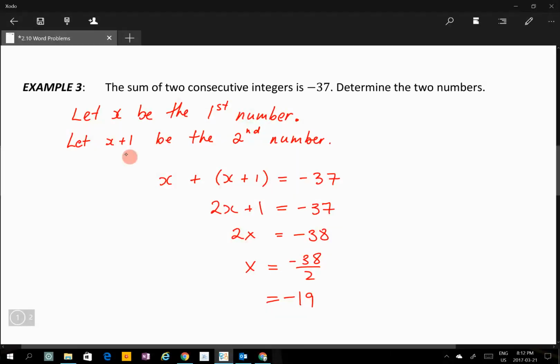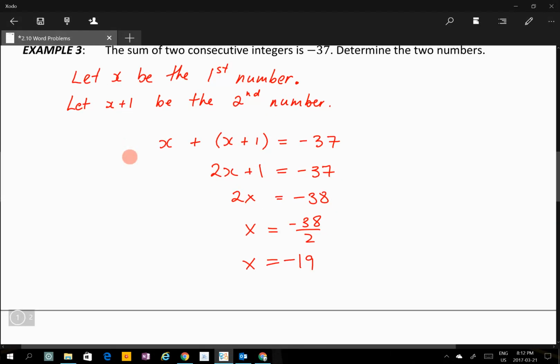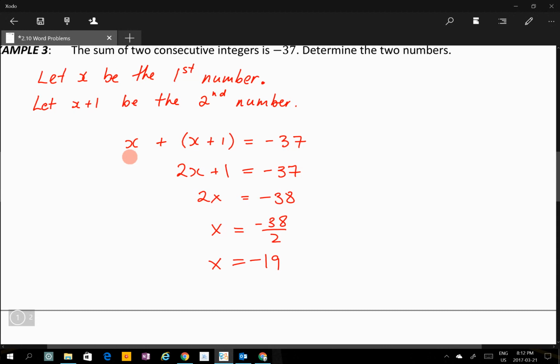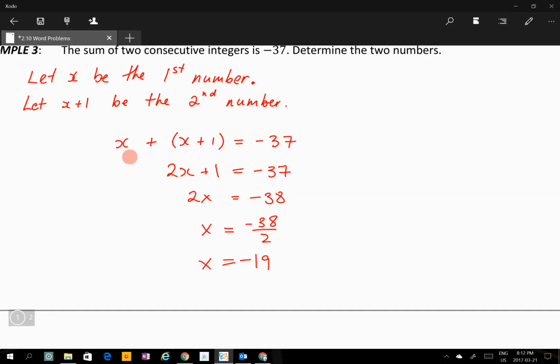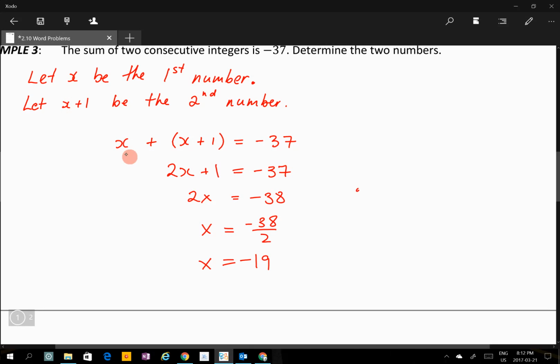And you can have a negative answer for this problem. That's completely acceptable. So if my first integer is negative 19, what's the next one going to be? The next consecutive integer above that is negative 18. Okay, so my answer is therefore negative 19 and negative 18 are the two numbers.